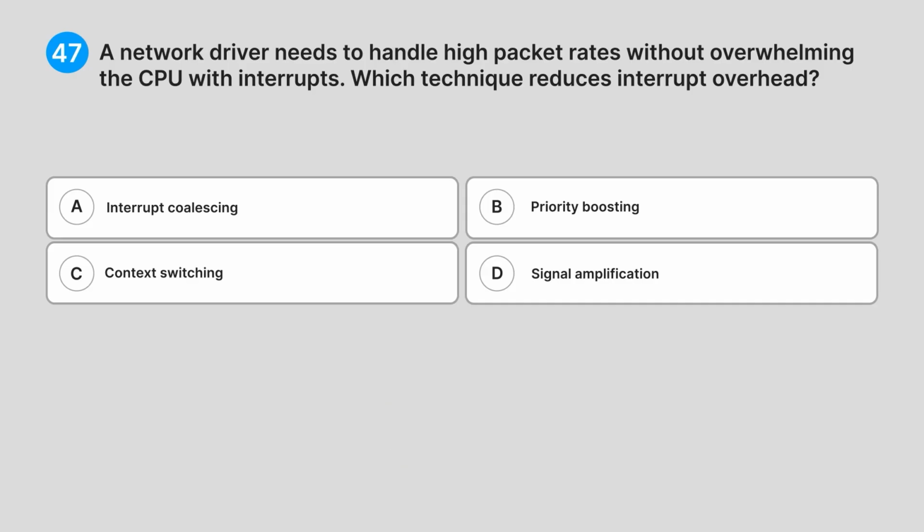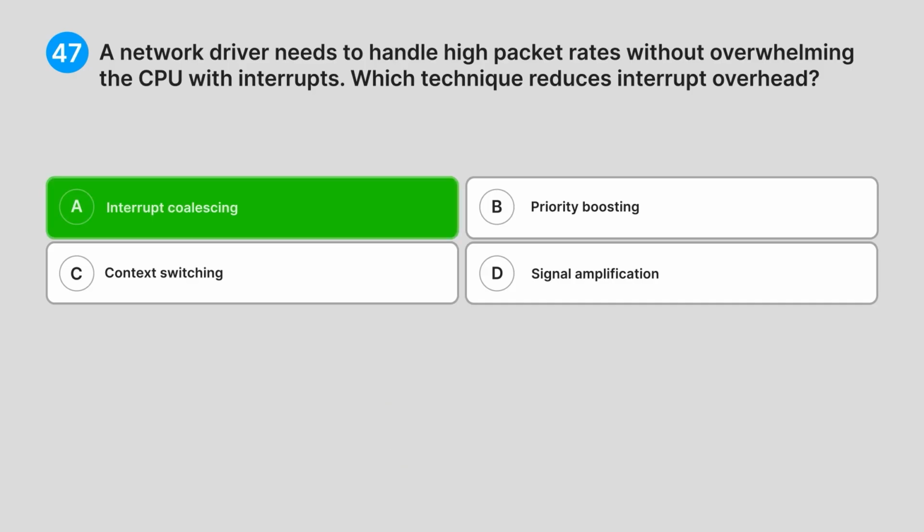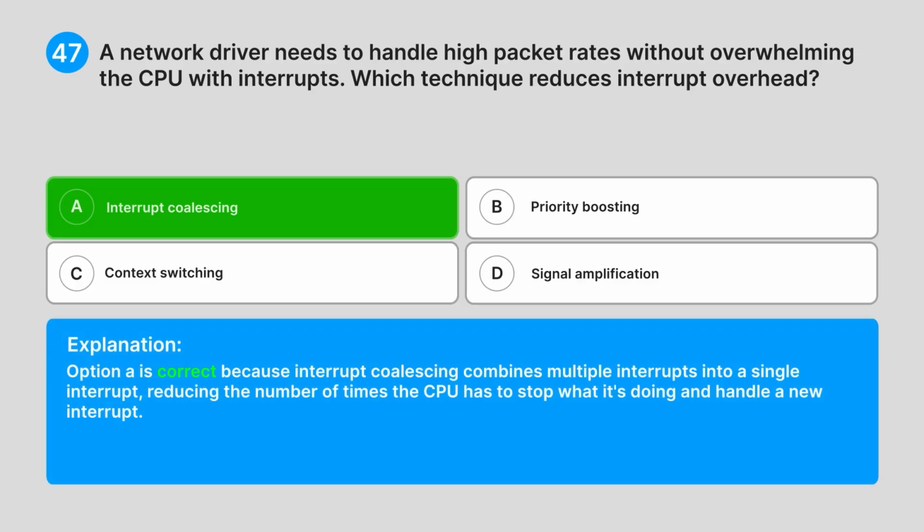Correct answer, A. Interrupt coalescing. Explanation. Option A is correct because interrupt coalescing combines multiple interrupts into a single interrupt, reducing the number of times the CPU has to stop what it's doing and handle a new interrupt.